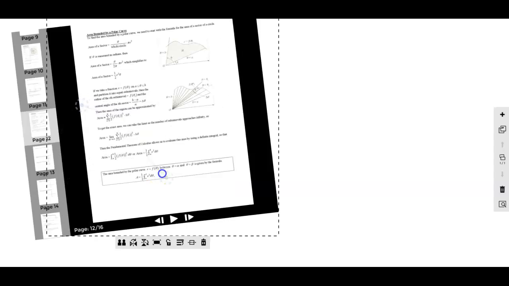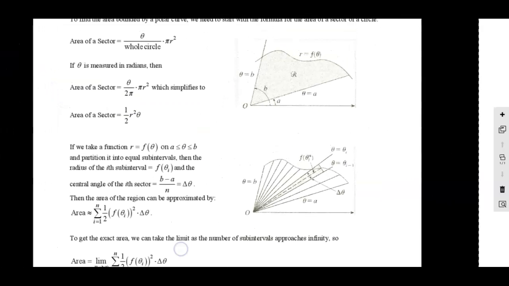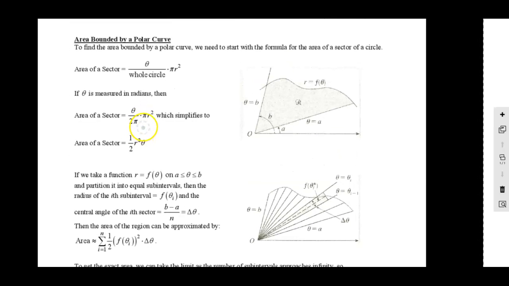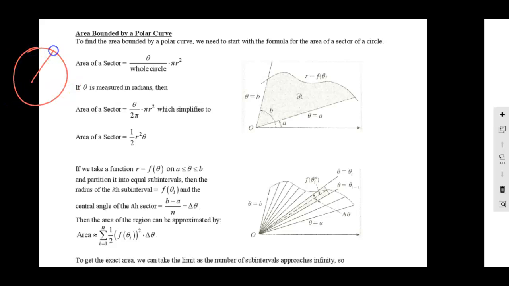What's going to be different is that for polar, we don't really build things vertically because we're not really concerned about x's and y's. Really, everything with polar is more circular. So let's talk about this. How do we end up getting the area of a polar graph? Well, it goes back to some geometry. If I have, let's say, the area of a sector, we'll call that angle theta.